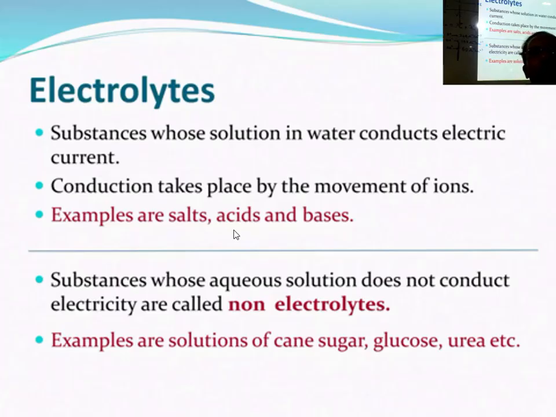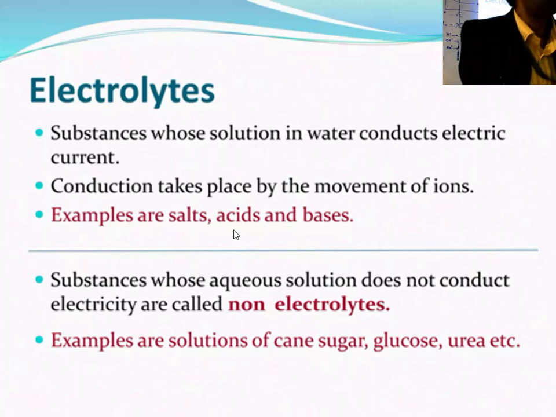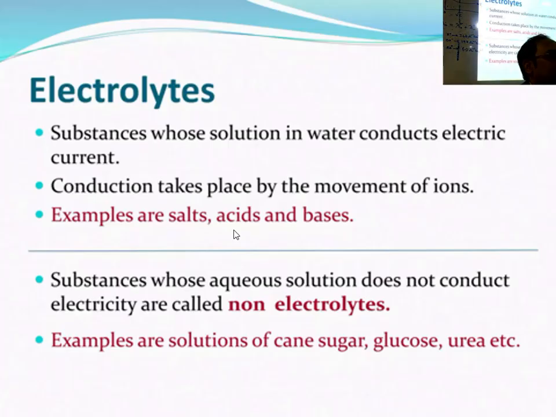Yes, there is a relationship. Lambda equal to lambda 0 minus some constant into root c. I am writing the equation: lambda c equal to lambda naught, which means infinite dilution, minus a root c. And that constant a depends on the particular electrolyte. But this linear equation is applicable only for strong electrolyte, not for weak.